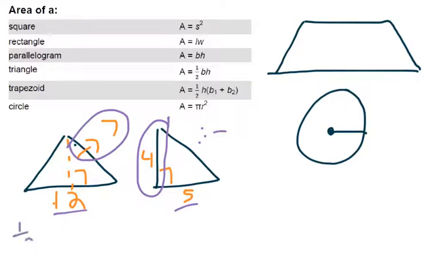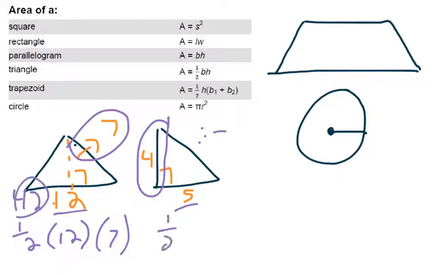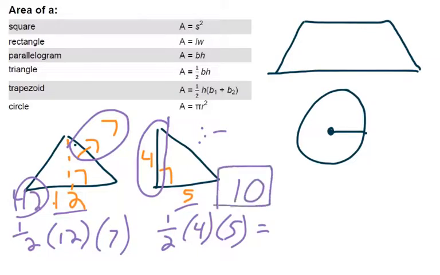So over here I go 1/2 times 12, so that's my base, times the height. And when I plug that into my calculator, I get 42. And then over here on the triangle on the right, I go 1/2 times 4 times 5. And when I do that, I get 10. So that's how we get the area of triangles.